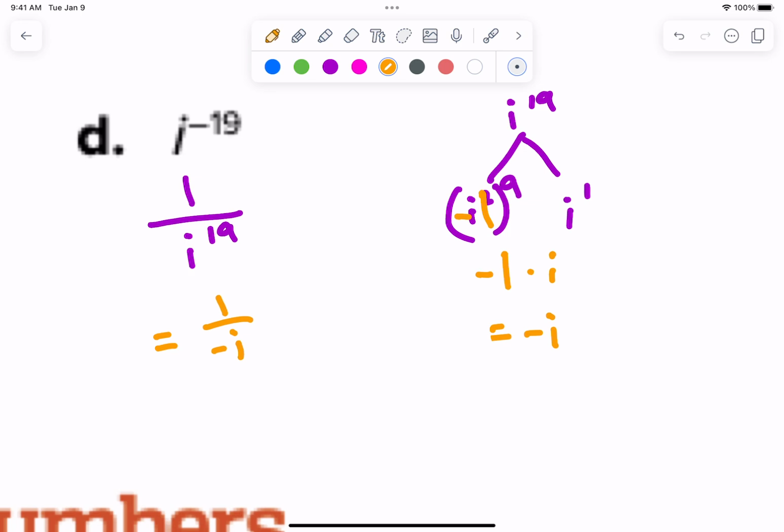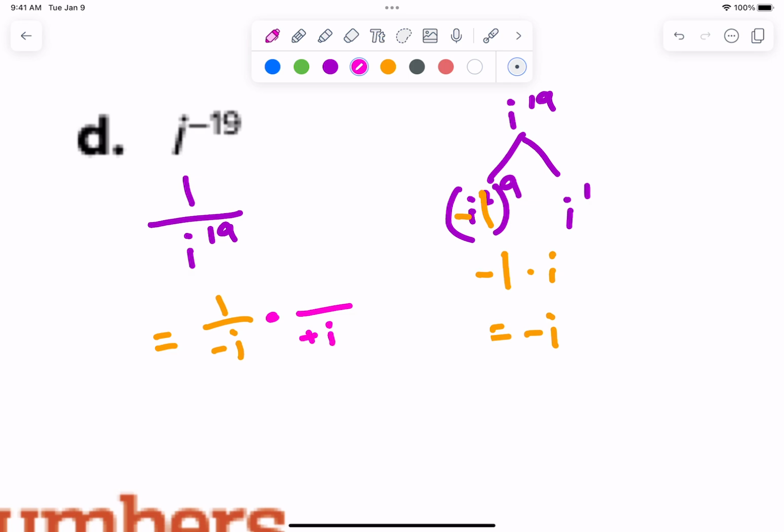An I on the bottom is like having a square root on the bottom. You have to rationalize it. An I on the bottom is considered improper. So what would the conjugate of -I be? What's the conjugate of -I?